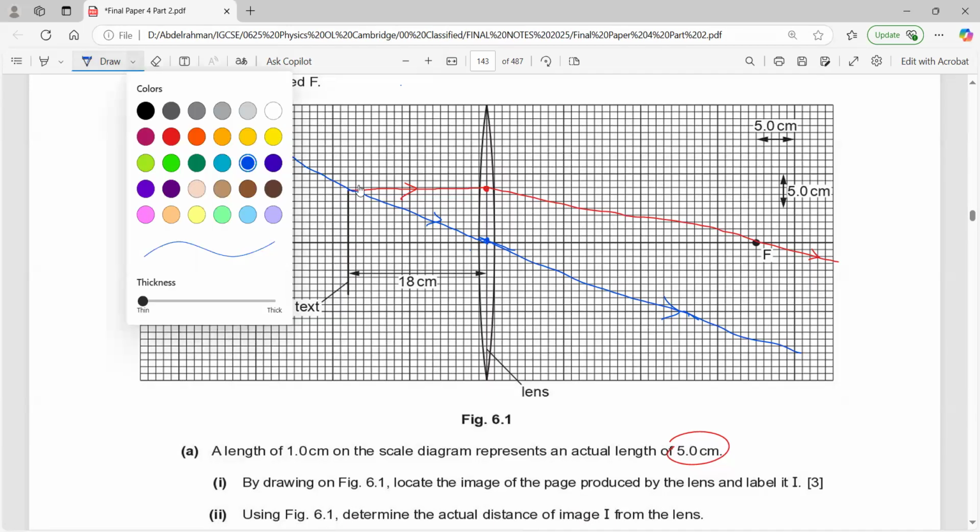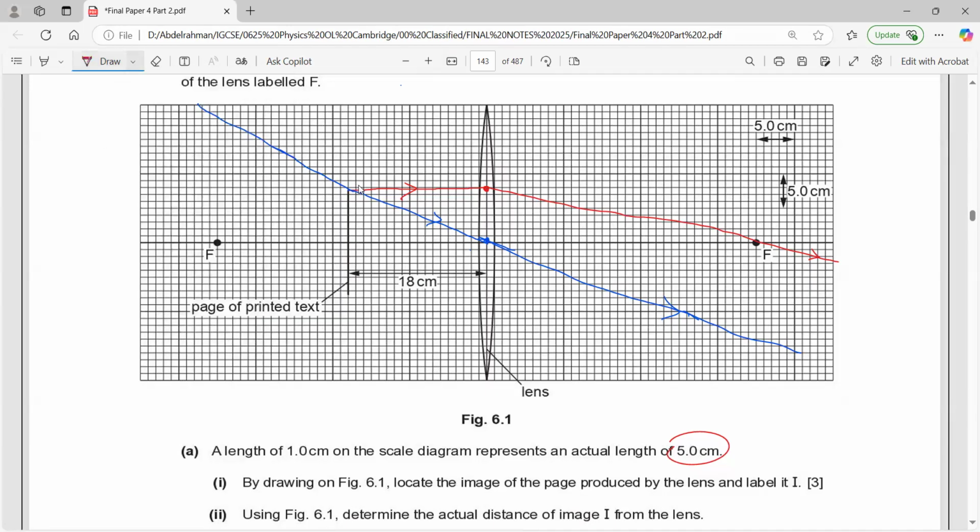What about the other line? I will extend this line, the one that has bent, the one that has refracted. Definitely you're drawing using a ruler. This goes without saying. As they both meet, they will meet somewhere at this point. They met at this point. Can I draw the page? Yes, I can draw the page. The image of the page will be somewhat like this.